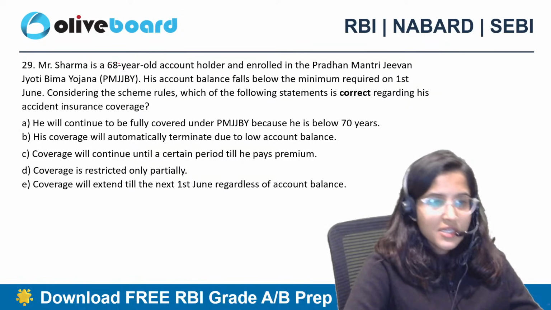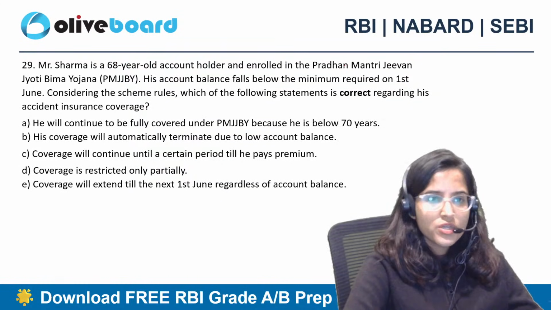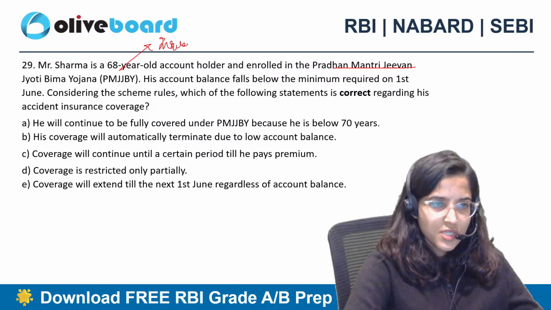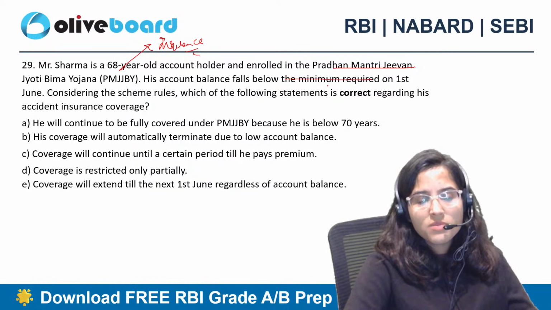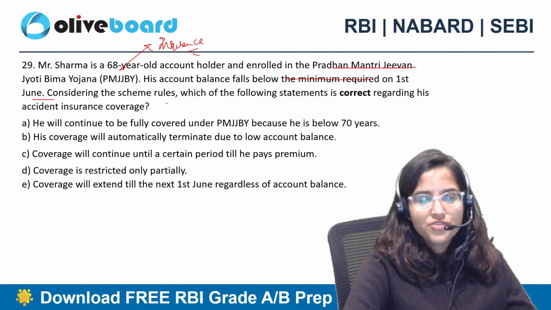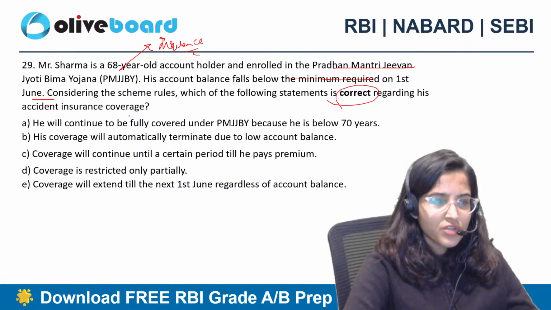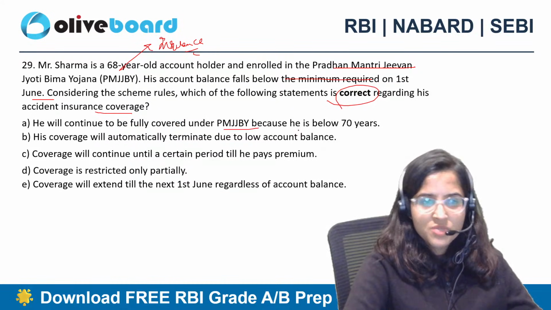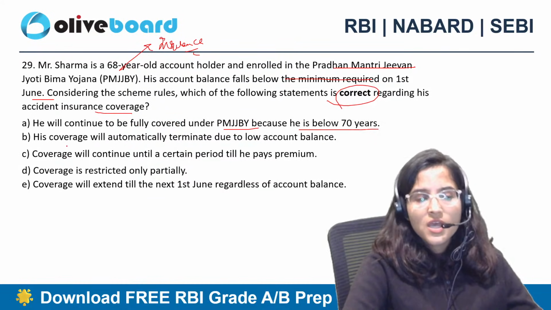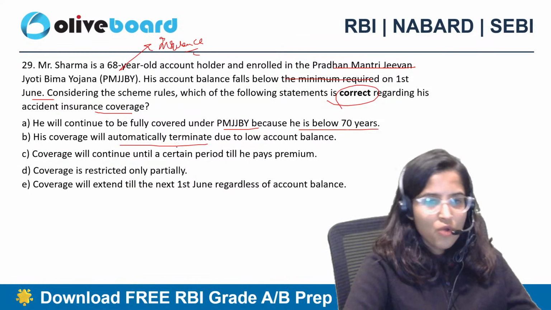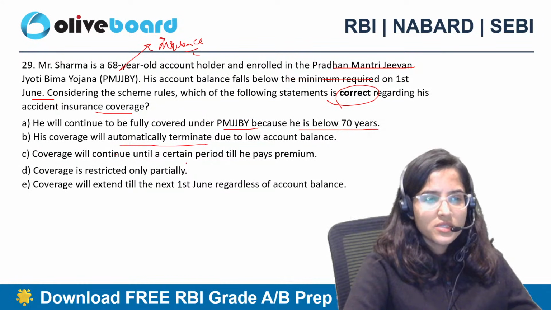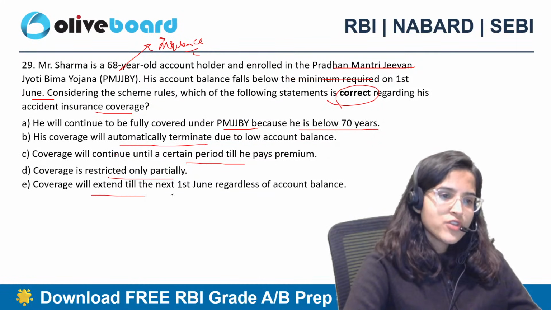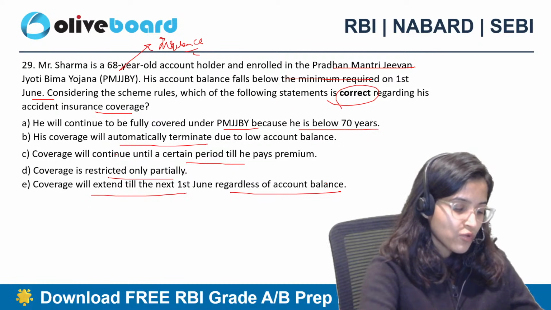Mr. Sharma is a 68-year-old account holder enrolled in the Pradhan Mantri Jeevan Jyoti Bima Yojana, which is a life insurance scheme. His account balance falls below the minimum required on 1st June. Considering the scheme rules, which of the following statements is correct regarding his insurance coverage? He will continue to be fully covered under PMJJBY because he is below 70 years. His coverage will automatically terminate due to low account balance. Coverage will continue for a certain period till he pays the premium. Coverage is restricted only partially. Coverage will extend till the next 1st June regardless of account balance.